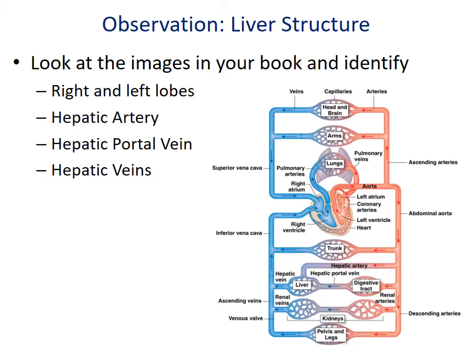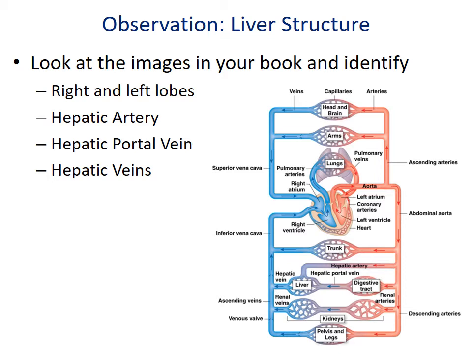So the lobes of the liver aren't that easy to see in the figure in your book, but the right lobe is larger than the left lobe, and again, these are named right and left based on how they're sitting within the abdominal cavity. The blood supply to the liver is one of these portal systems that we've mentioned before. I think it shows it a little better on this figure than the figure in your book.